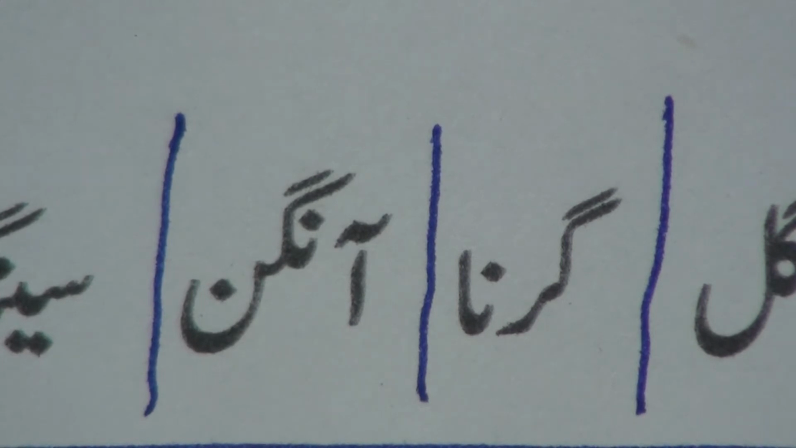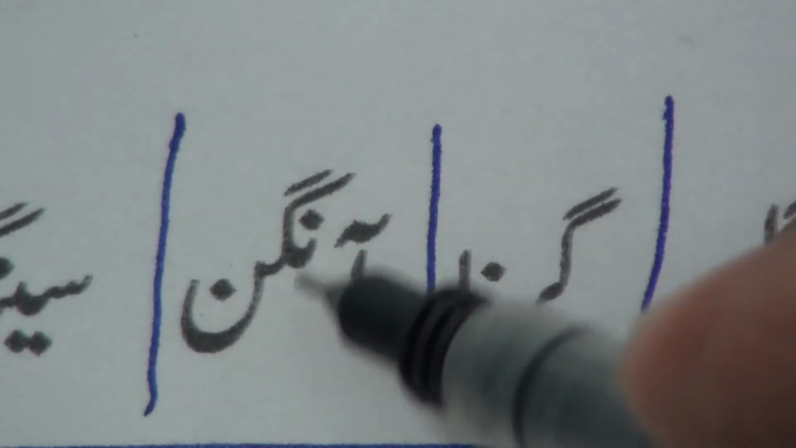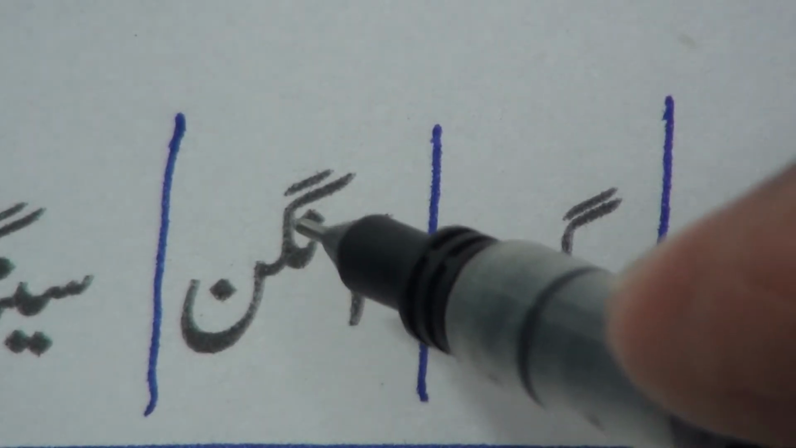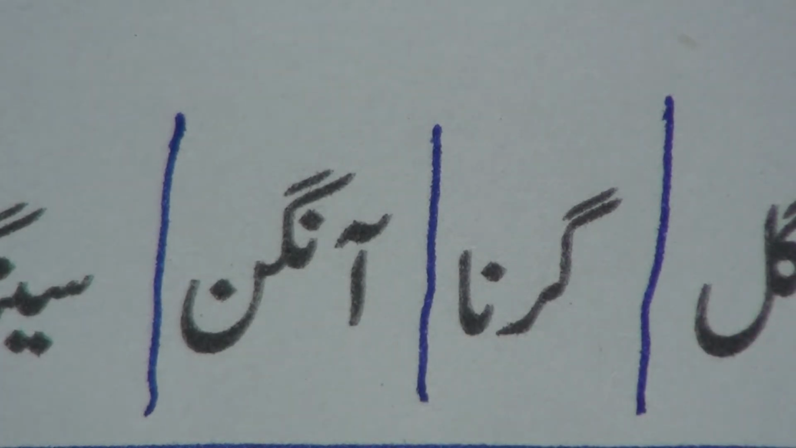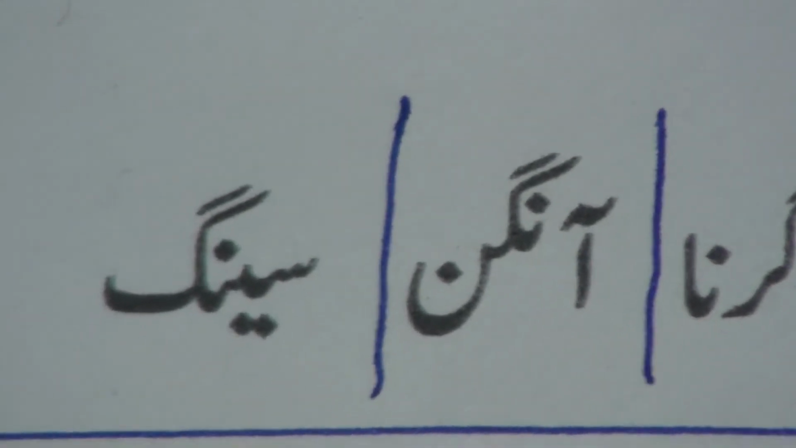And then there is the word angan. Alif, mad, a, noon, gaf, noon, angan. Angan means courtyard. And in this word, gaf is at the end.